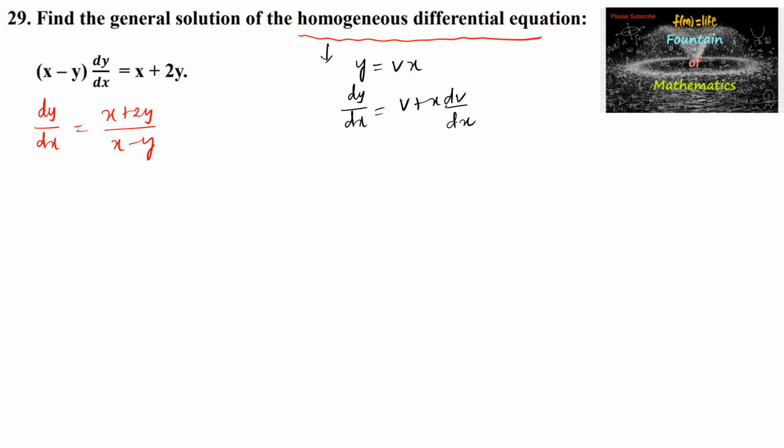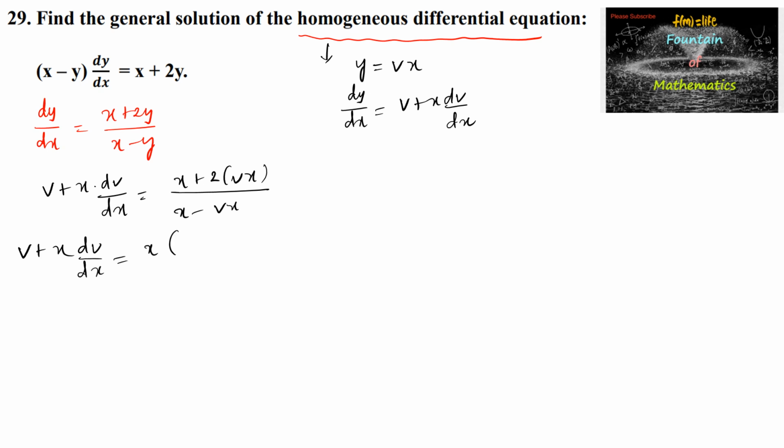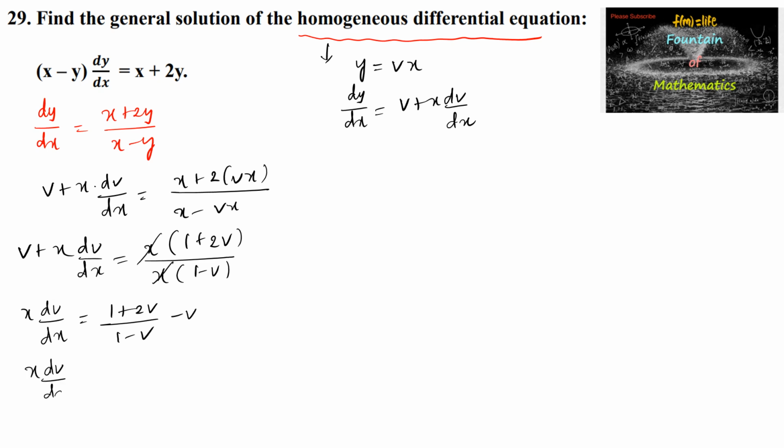So let us write dy by dx is equal to v plus x into dv by dx is equal to x plus 2 times vx upon x minus vx, that is v plus x into dv by dx is equal to, x taken common here, 1 plus 2v upon x taken common in the denominator, 1 minus v. So we can write x into dv by dx is equal to 1 plus 2v upon 1 minus v minus v, that is x into dv by dx is equal to 1 plus 2v minus v plus v square upon 1 minus v.